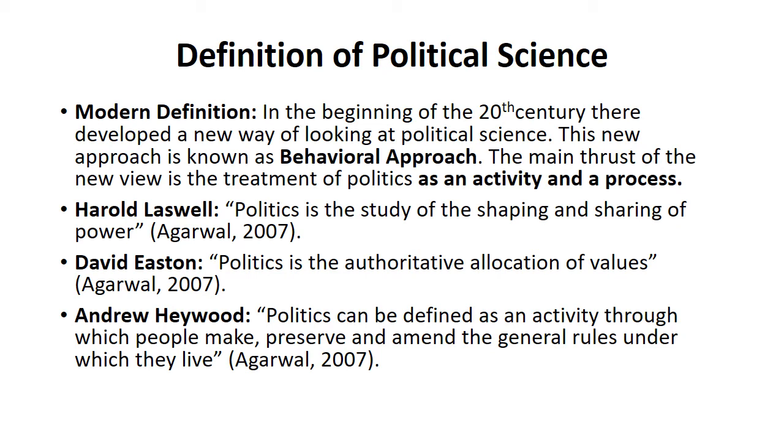Now let's move on. We'll see what other political scientists or thinkers have to say. David Easton says that politics is the authoritative allocation of values. See, this definition is completely different from the traditional definition. Now we'll look at what Andrew Heywood has to say about the modern definition of politics. He says that politics can be defined as an activity through which people make, preserve, and amend the general rules under which they live. So the definition of Andrew Heywood is also different from the traditional definitions. We can say that these modern definitions add some different political institutions to the definition of political science.